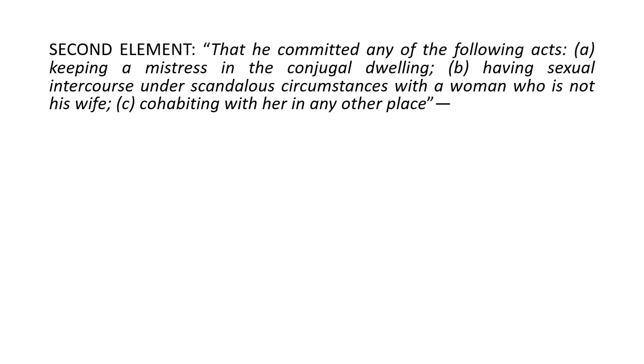Second element, that he committed any of the following acts. Letter A, keeping a mistress in the conjugal dwelling. Letter B, having sexual intercourse under scandalous circumstances with a woman who is not his wife. Or letter C, cohabiting with her in any other place. So the second element, as you can see, states the three different ways by which the crime of concubinage can be committed. Let us discuss each of them.